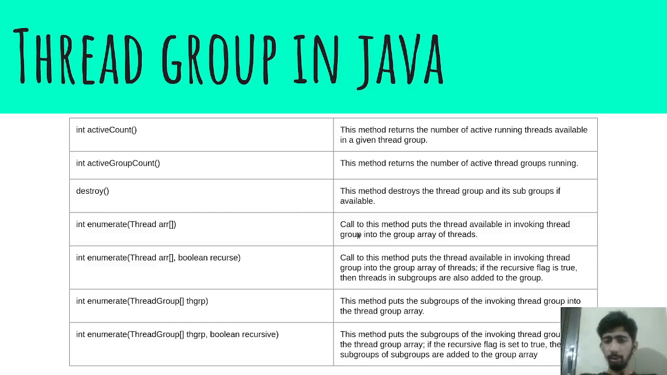Enumerate: a call to this method puts the threads available in the invoking thread group into the array of threads. If the recursive flag is true, then threads in subgroups are also added to the array. And enumerate for groups: this method puts the subgroups of the invoking thread group into the thread group array. If the recursive flag is set to true, then all the subgroups of the subgroups are added to the array.